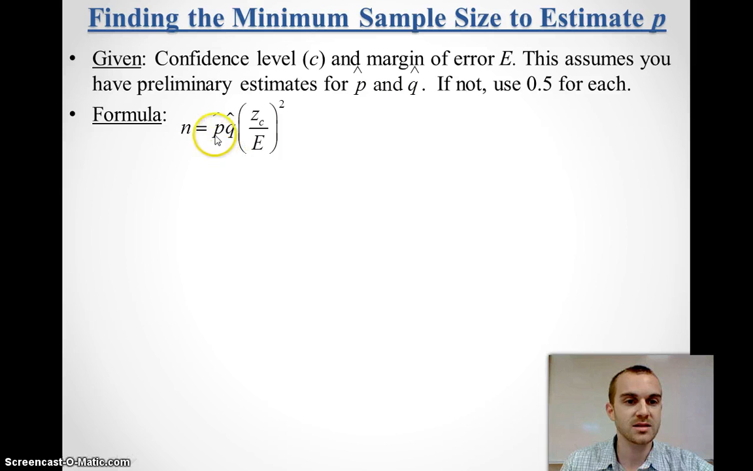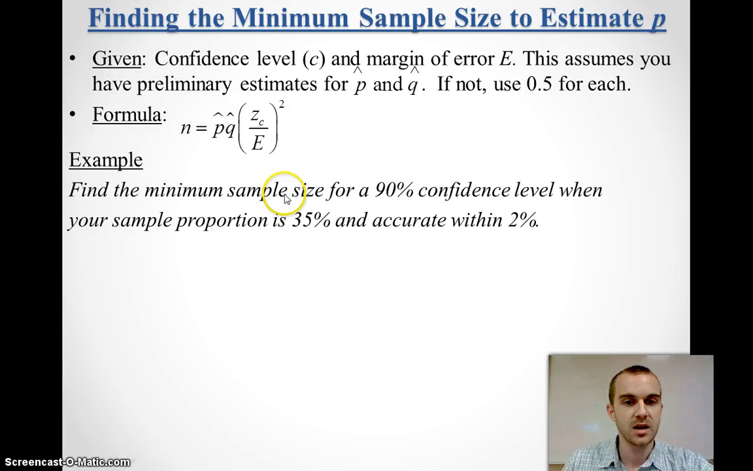Now, one thing to recognize is that we may not always have the p hat and the q hat. When that doesn't happen, we can still do it by using 50-50, 50% for each of those. By using 0.5 for each of those values, it actually maximizes the number in our sample size. That would be the largest amount we would ever need. So we can still do it, we just got to remember to use the 0.5 right here.